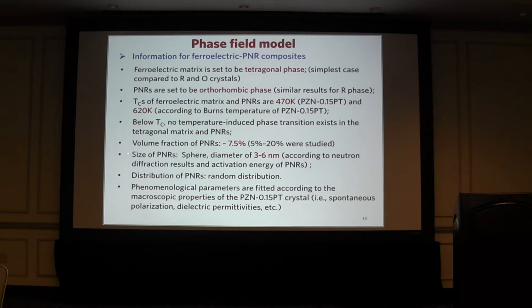polar nanoregions. In this study, in my slides, the volume fraction of polar nanoregions is set to be 7.5%, and the diameter of the polar nanoregions is about 3 to 6 nanometers with random distribution. And the phenomenological parameters in our simulation are fitted according to the macroscopic properties of the PDN-PT crystals, for example, the spontaneous polarization and dielectric permittivity.